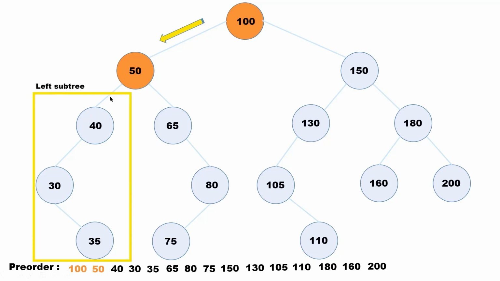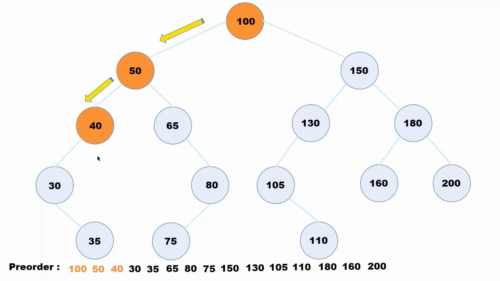Then we move to the left part of 50, which is this part. After that, 40 is the root, so 40 gets visited. Then again we move to the left part, which is 30, so 30 gets visited. As 30 has no left part, we move to the right part of 30, which is 35, and it gets visited. Now we backtrack and go to the root of this subtree, which is 50.